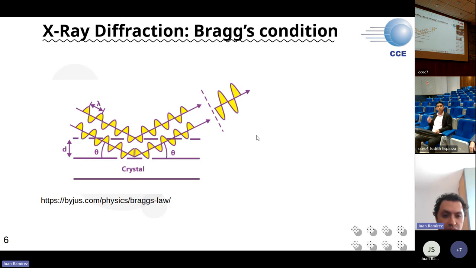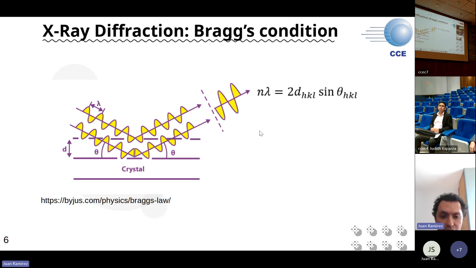About the X-ray diffraction basics, it uses the Bragg condition. The Bragg condition uses constructive interference when it is present. This is the mathematical formulation of the Bragg condition. It uses the wavelength of the incident X-ray and the distance between the planes, or interplanar distance, d. Different angles present different planes in the crystal.